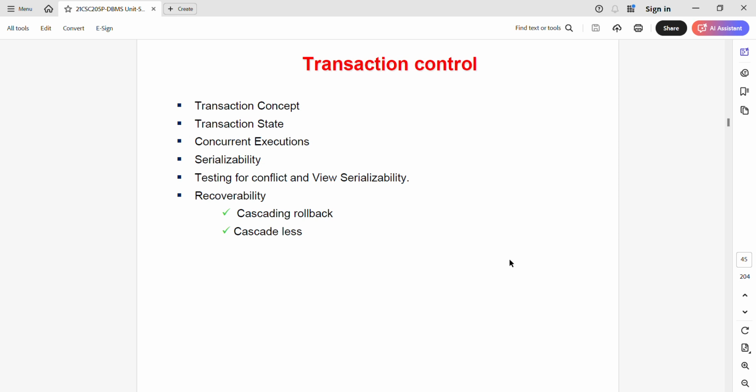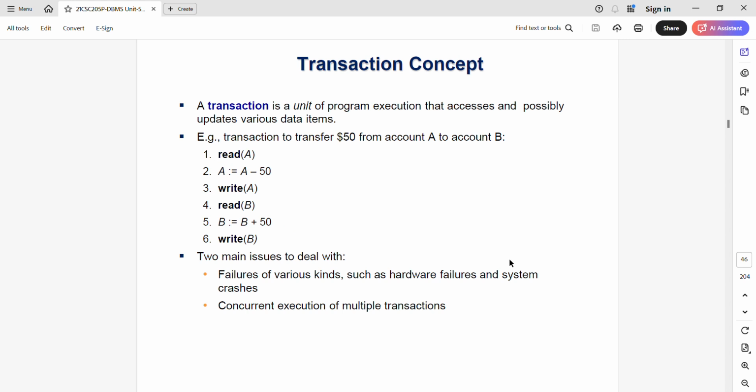Hi, in this video I'm going to talk about transaction control. So this is the outline. First we will see what is meant by transaction concept, transaction state, concurrent execution, serializability. There are two types of serializability, conflict serializability and view serializability, then recoverability, cascading rollback and cascadeless. First I will tell about what is meant by transaction.